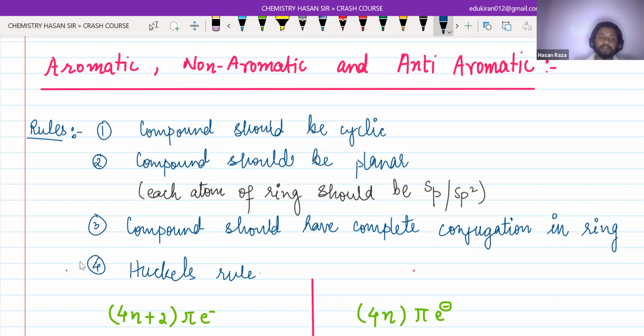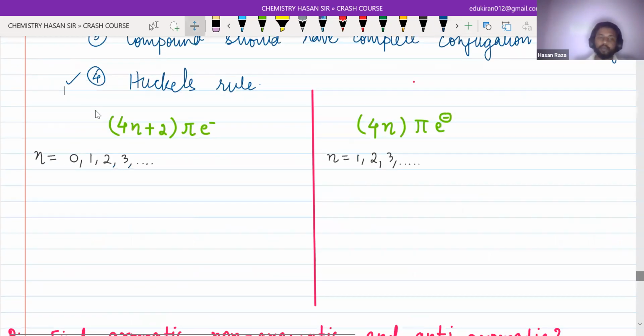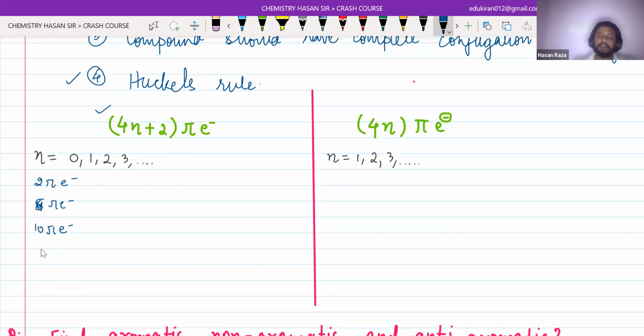And then comes the last rule, that is Huckel rule. So what does this Huckel rule say? Huckel rule has two formulas: 4n plus 2 pi electrons and 4n pi electrons. If you put n equal to 0, you get 2 pi electrons. If you put 1, you get 6 pi electrons and then 10 pi electrons. And if you put n equal to 3, you get 14 pi electrons.